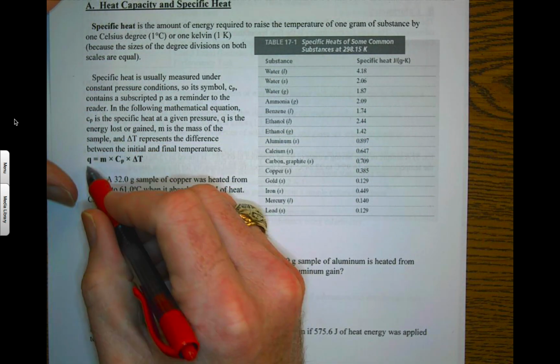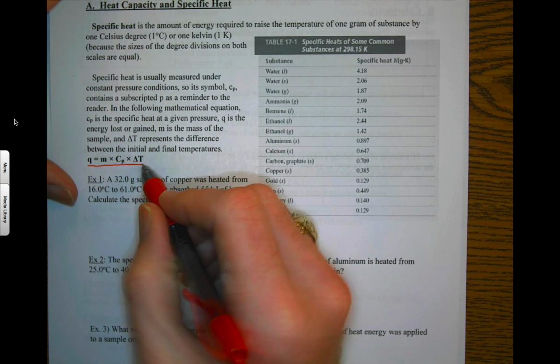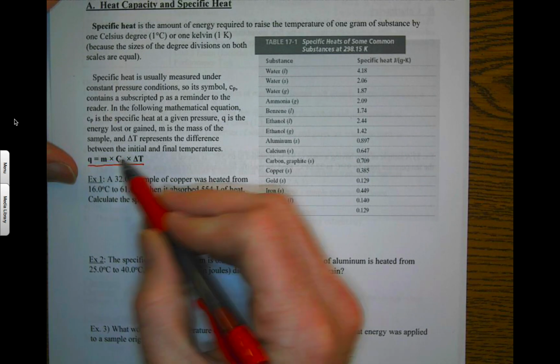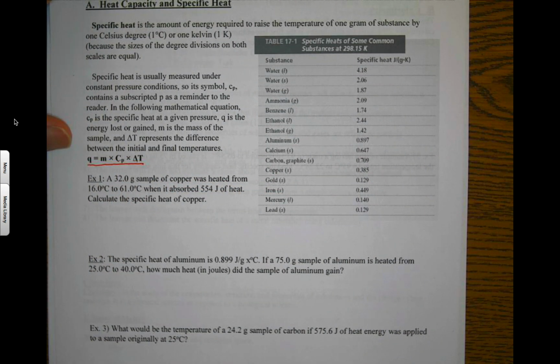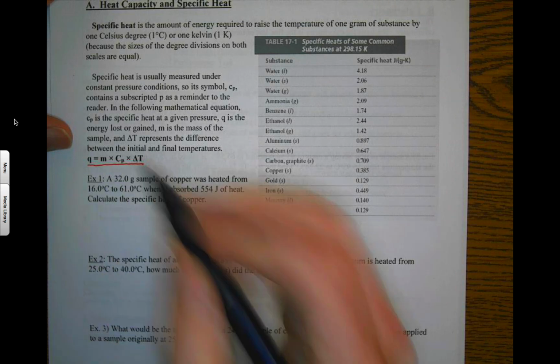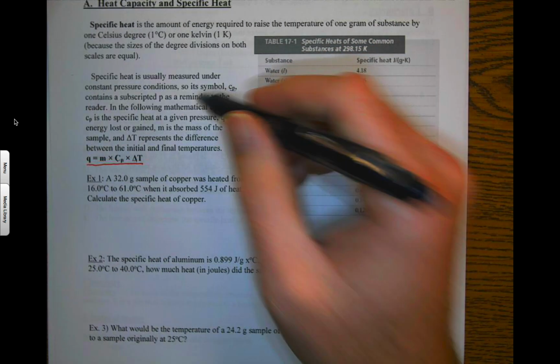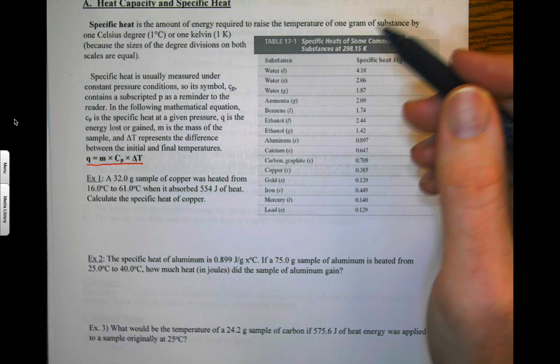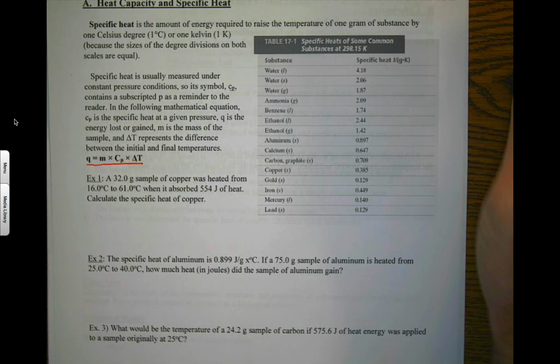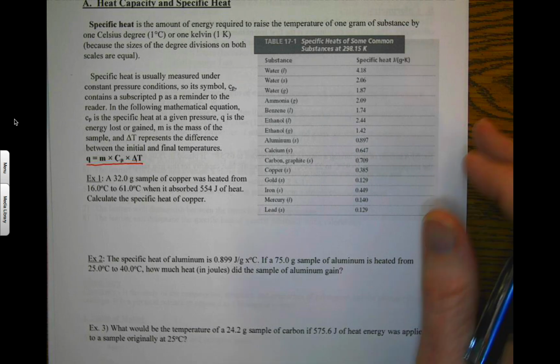And then we use this equation, the MCAT equation, that's mass times specific heat times the delta T. The reason why that P is there is, as you'll note here, it's at constant pressure. So that P is just there as a reminder to the reader that it's at constant pressure.